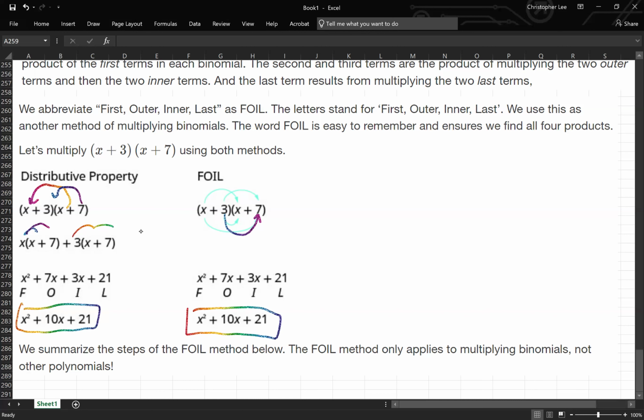Right? So we summarize the steps of the FOIL method below. The FOIL method only applies to multiplying binomials, not other polynomials, right? This is why I like the distributive property more, because that method works for every single thing. But FOIL only works for a binomial times a binomial. All right? That's the secret.